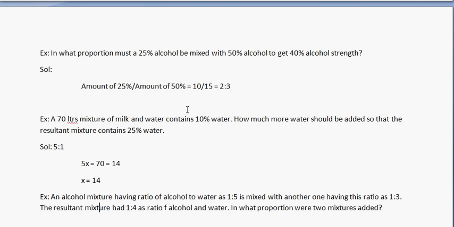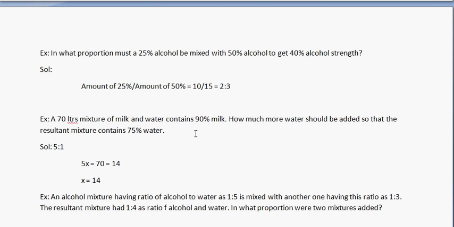So even if it's percentages, we just have to see that we are adding a certain percentage to get a certain percentage. Now if we are adding water, it has to be 100%. For example, if the question says a 70 liter mixture of milk and water contains, let's say, 90% milk, how much water should be added so that we get 75% milk?